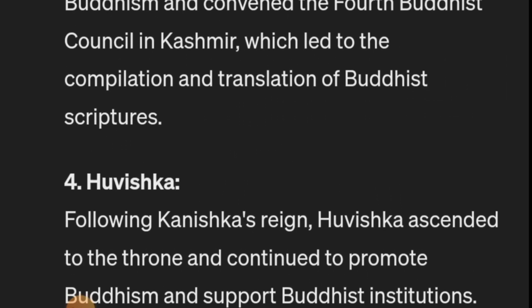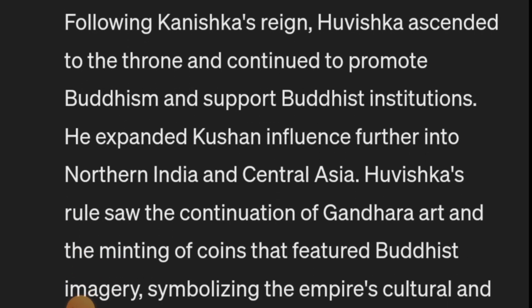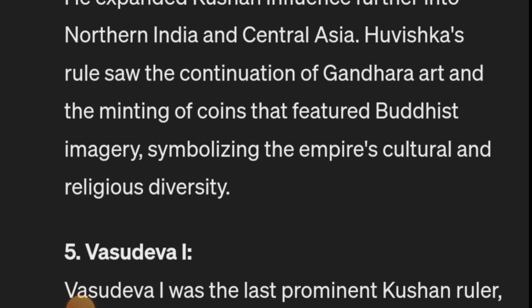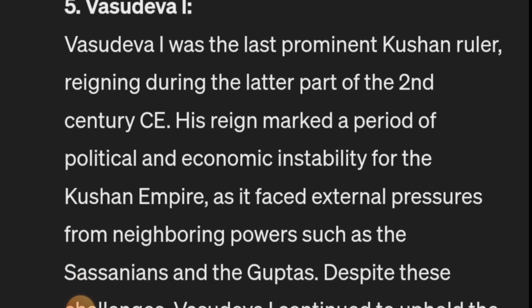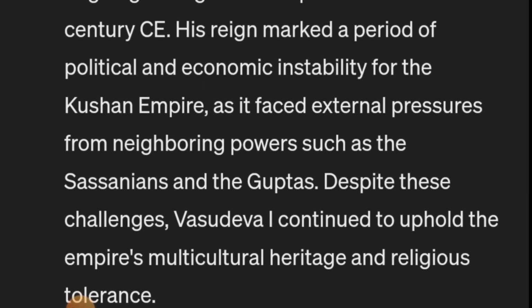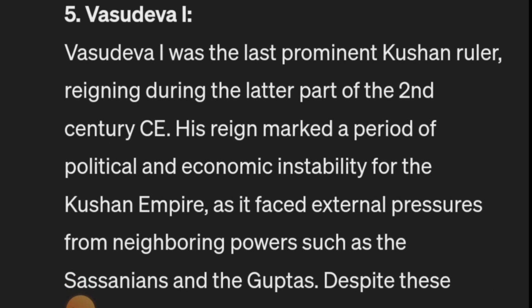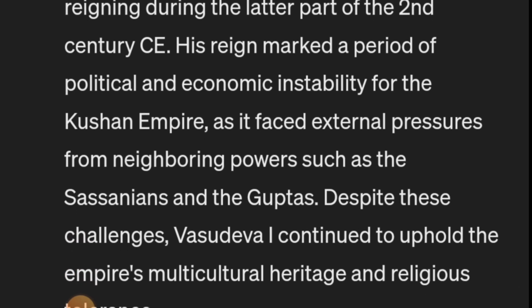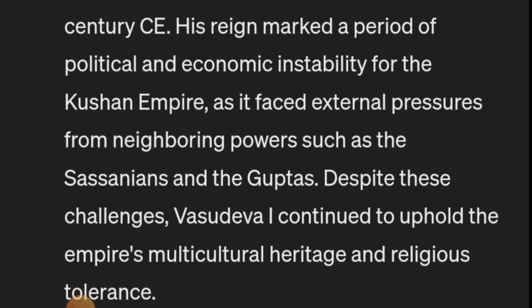After that, after Kanishk, Huvishka became the king. We already know about it. And after that, Vasudev was one of the last kings of this empire. So Vasudev I was the last prominent Kushan ruler during the latter part of the 2nd century CE. His reign marked a period of political and economic instability for the Kushan Empire, as it faced external pressures from neighboring powers such as the Sasanians and the Guptas.